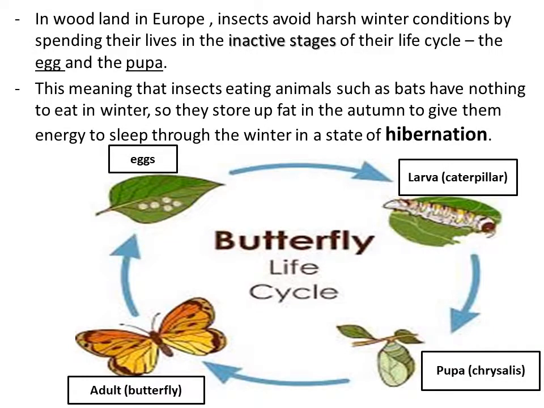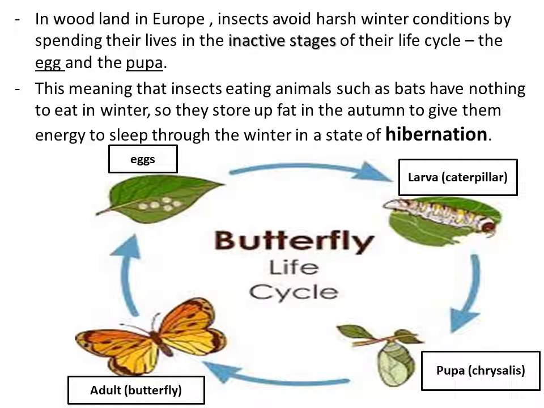In woodland in Europe, insects avoid harsh winter conditions by spending their lives in the inactive stages. When the winter comes, they spend their lives in the inactive stages of their life cycle, the egg and the pupa. In the egg and the pupa, they are inactive.